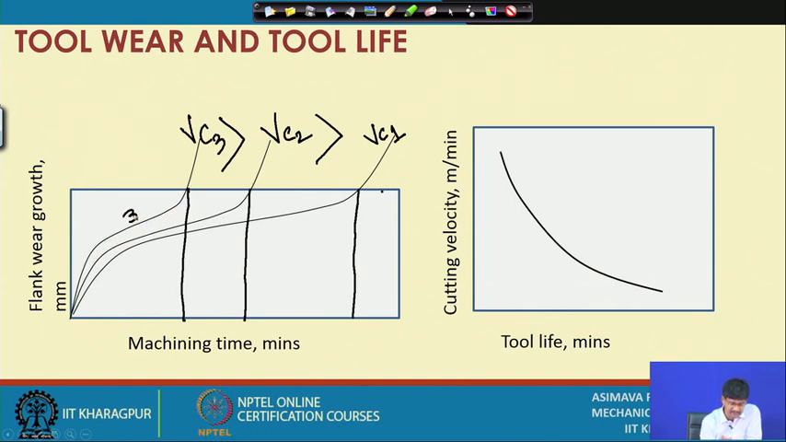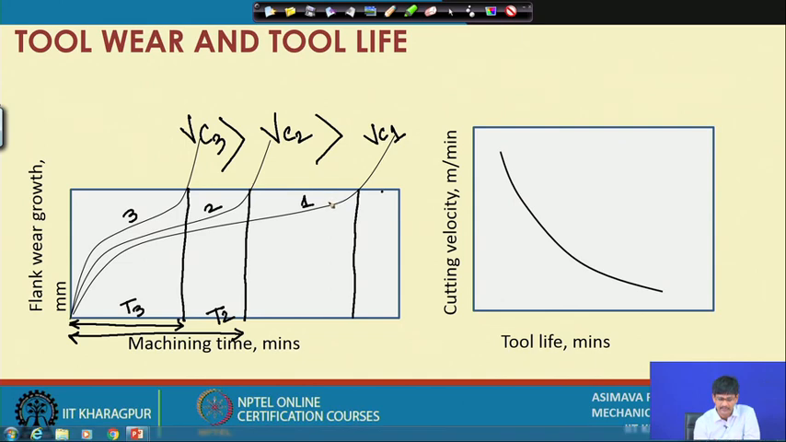So, this is curve 3, this is curve 2 and this is curve 1, and correspondingly this is the time for which the tool has been usable, that is tool life 3, from here to here, and from here to here this is tool life 2, and that one is tool life 1. So, we understand that if we use a lower value of cutting speed, the tool wear is going to be slower and we are going to get higher tool life.